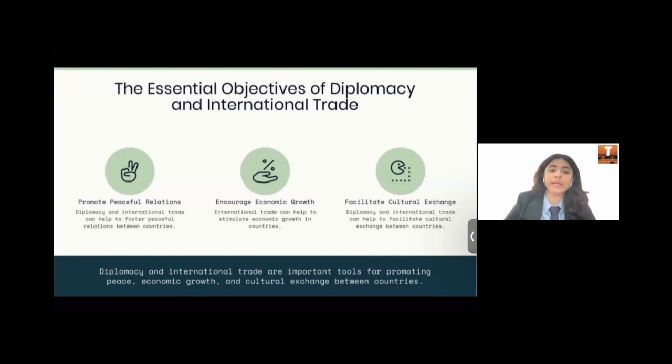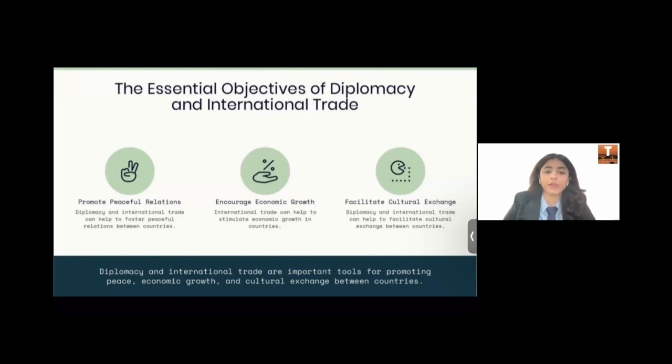Number four, protecting the national interest. Both diplomacy and international trade aim to protect and advance national interests. Diplomatic efforts focus on representing and advocating for a country's interests on the global stage, and trade negotiations and agreements are pursued to secure favorable trade conditions, protect domestic industries, and ensure fair competition. So the goal here is to create an environment that safeguards a nation's economic, political, and strategic interests.